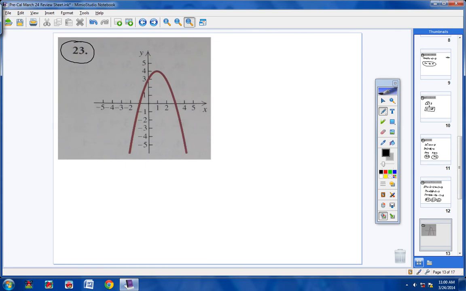And I believe the directions say to find the x-intercepts and the zeros. Well, okay, that's pretty easy. I mean, whenever I ask you to find the x-intercepts of a graph, you simply just look at the graph. Here's one, and here's the other. So the x-intercepts are negative 1 and positive 3. Those two numbers are where the graph crosses the x-axis, thus we call them x-intercepts.